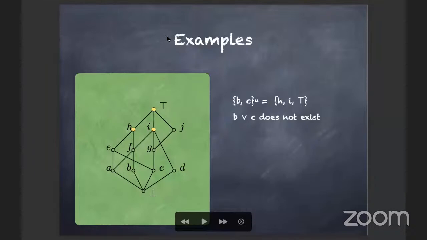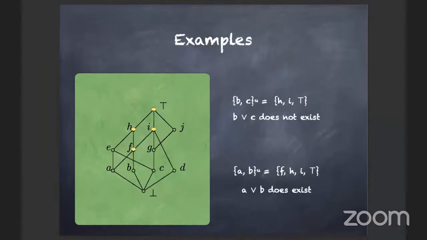Okay. Now, if you consider A and B, what are the upper bounds? They are F, H, I, top, and F, H, I, top does have a least upper bound, which is F itself, and so we can say that A join B exists. Clear?